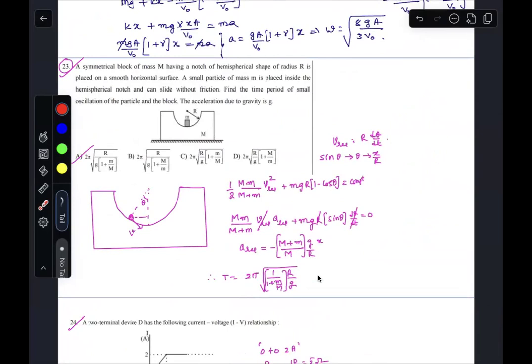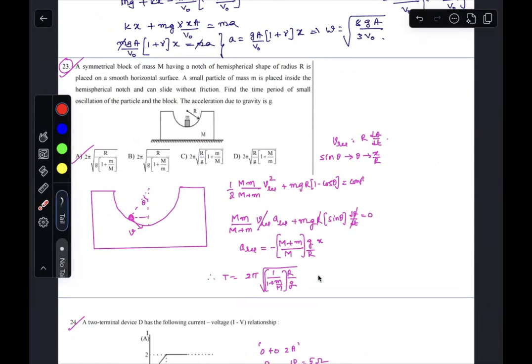Yeah, see, I have done this in the C frame of reference. Now, what did it say? A symmetric block of mass m having a notch. Find the time period of small oscillation, which means you are lifted till here, which makes an angle theta. This is very small.